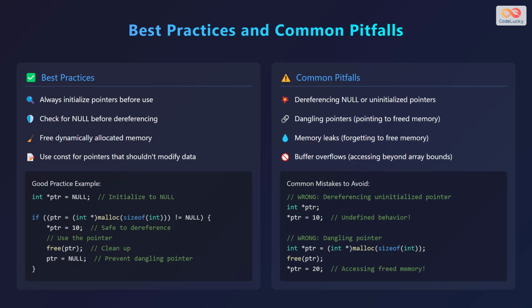Now let's look at some common pitfalls to avoid. Avoid dereferencing null or uninitialized pointers, as this leads to undefined behavior. Avoid dangling pointers, which are pointers that point to memory that has already been freed. Prevent memory leaks by always freeing dynamically allocated memory when it's no longer needed. Be careful to avoid buffer overflows by ensuring you don't access memory beyond the bounds of an array. Let us look at the code to understand the common mistakes.